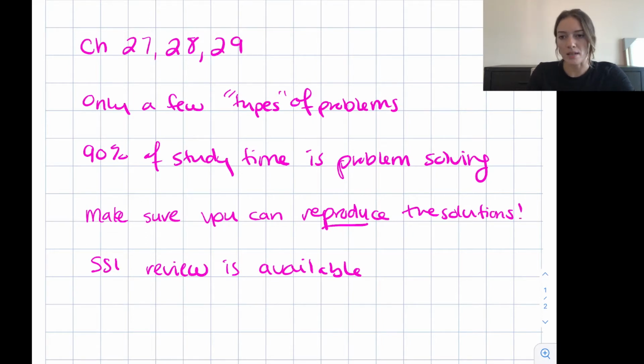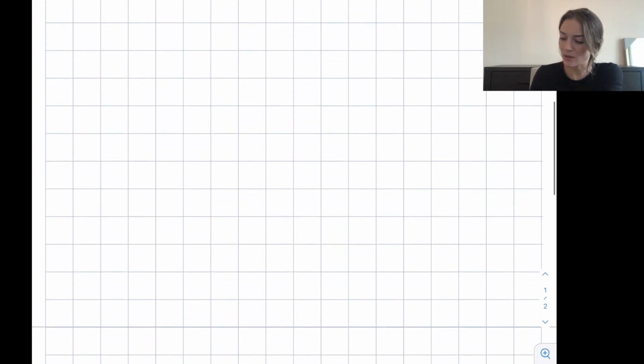All of the problems in that review focus on the right-hand rule. So, all right, let's get started with today's review. The first thing I'm going to do is the right-hand rule. So let's focus on that first.